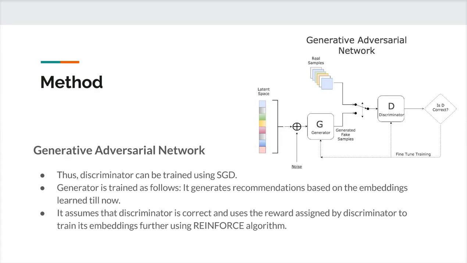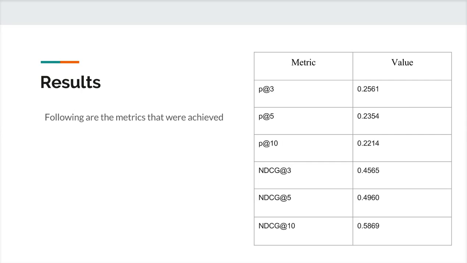The generator is trained as follows. It generates recommendations based on the embeddings learned till now. It assumes the discriminator is correct and uses the reward assigned by the discriminator to train its embeddings further using the REINFORCE algorithm. Now the metrics that were achieved: precision at 3, precision at 5, precision at 10, normalized discounted cumulative gain at 3, at 5 and at 10.